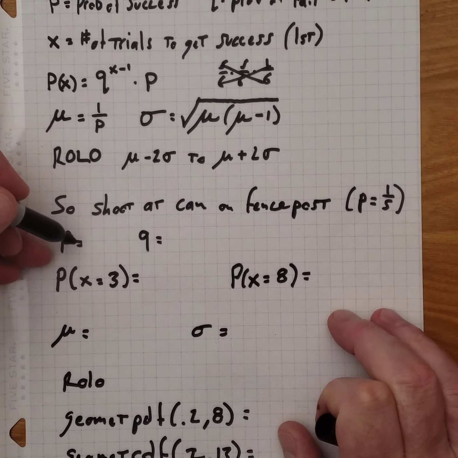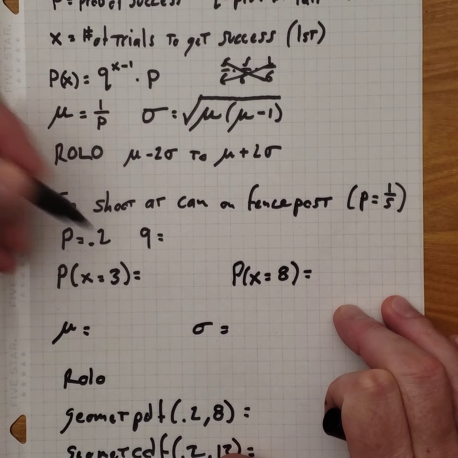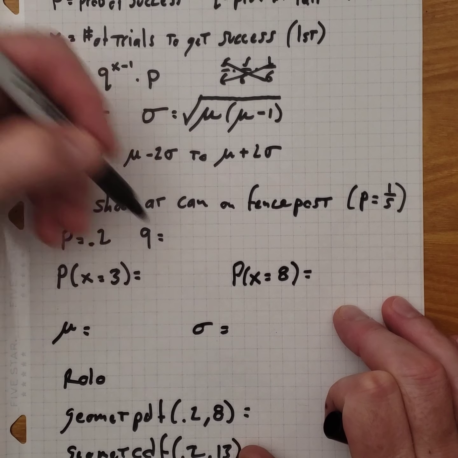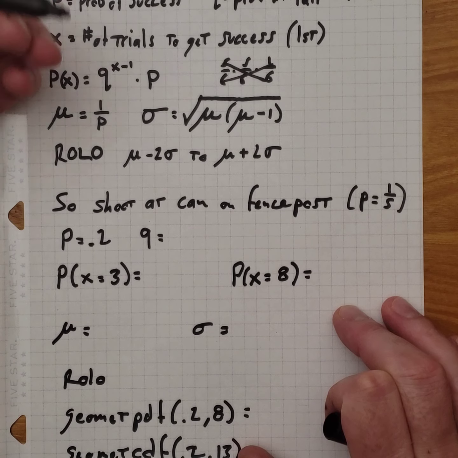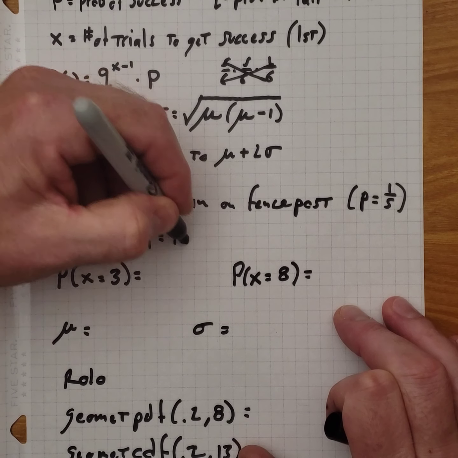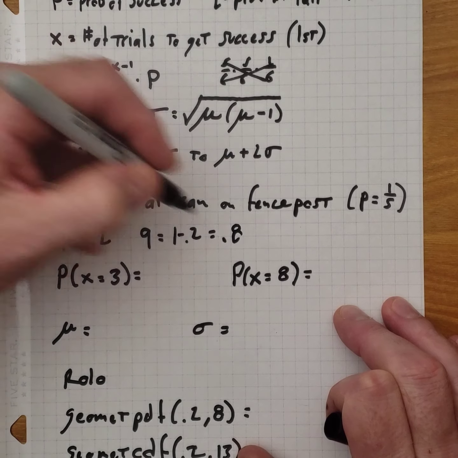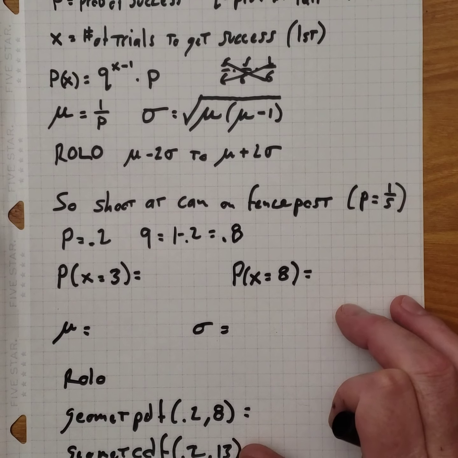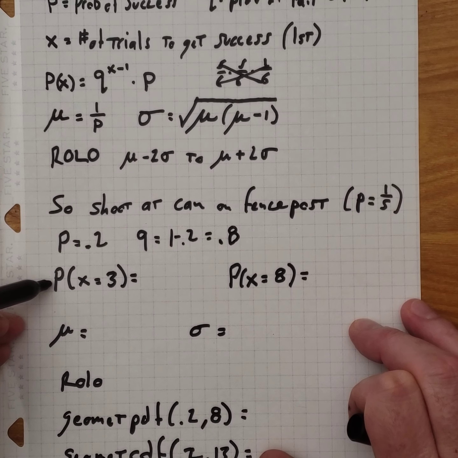So, p is 1 in 5. We're given that. I'm going to use a decimal approximation here, 0.2. q is the probability that you'll miss. Well, that's going to be 4 out of 5, or 1 minus 0.2, which is 0.8. Okay, so p and q are real easy to calculate. Now, what is the probability that we hit the can?